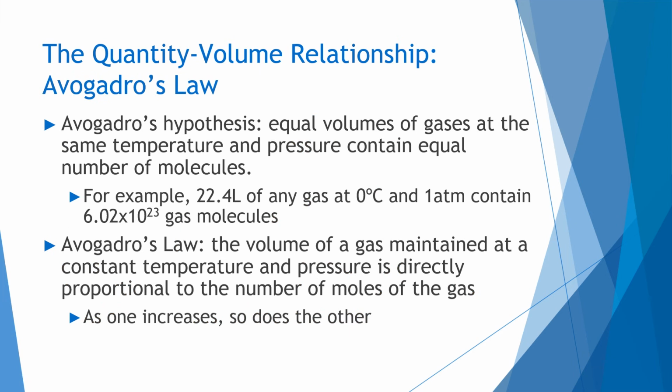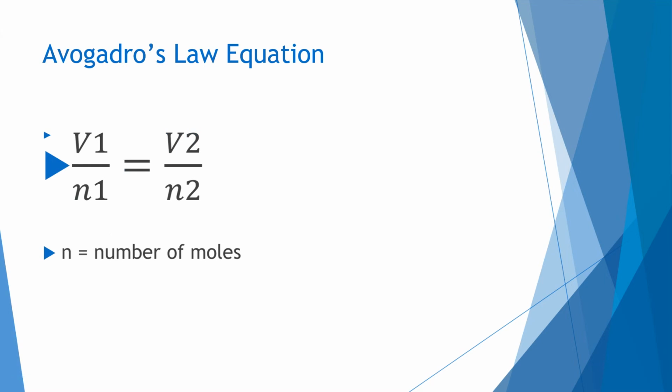Now, because of this information, he created something called Avogadro's law that states the volume of a gas maintained at constant temperature and pressure, so again, temperature and pressure do not change, the volume is directly proportional to moles. And so again, directly proportional, all that means is if one increases, so does the other. That also means if one decreases, so does the other as well. And so our law equation is going to be V1 divided by N1 equals V2 divided by N2. N is always going to be equal to the number of moles.